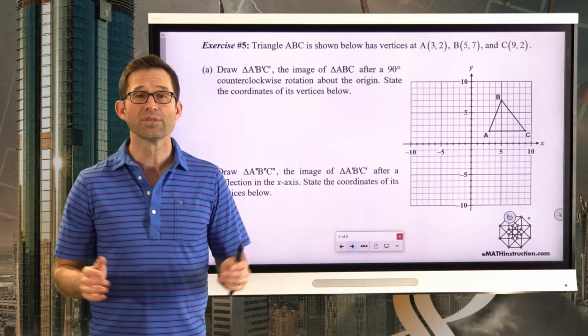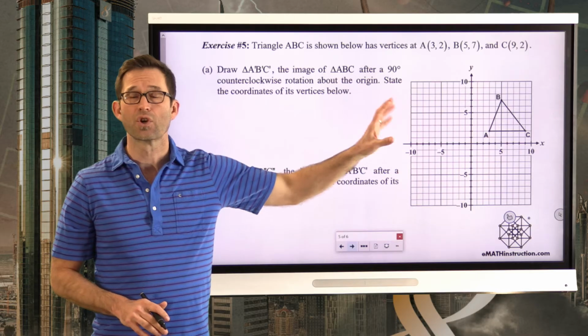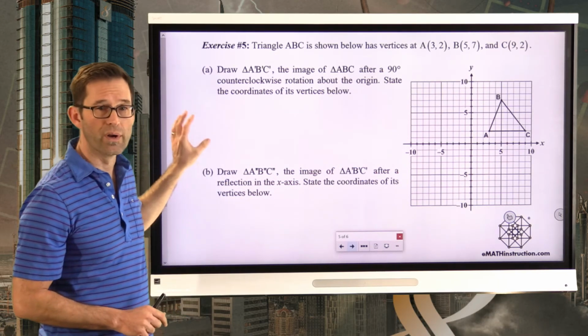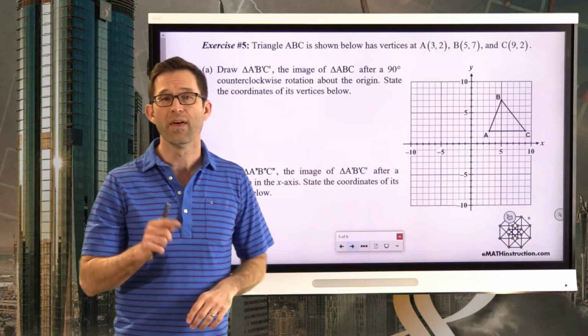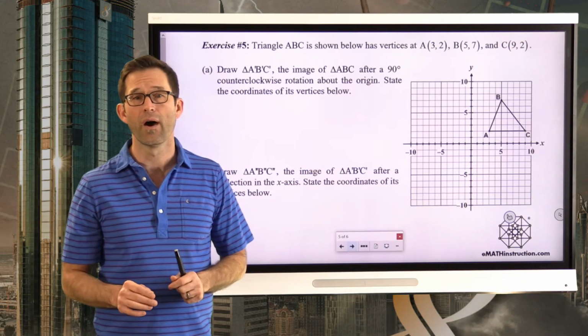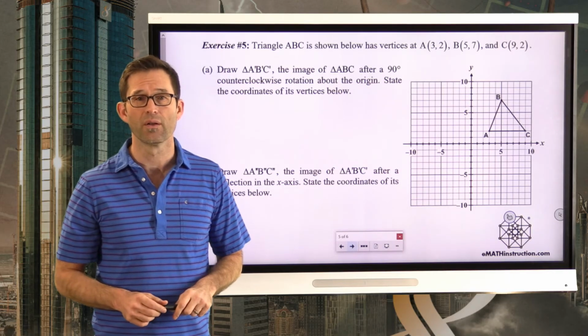All right, well, here's a suggestion for you. I would suggest turning the paper 90 degrees counterclockwise, coming up with all the coordinates, writing them down, and then plotting them to see what that triangle looks like. Pause the video now and go ahead and rotate that triangle.